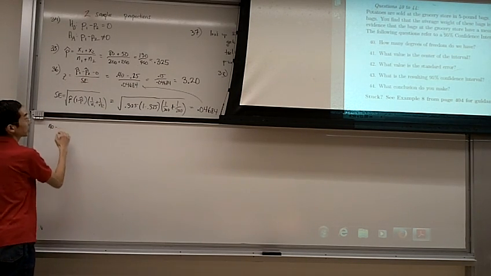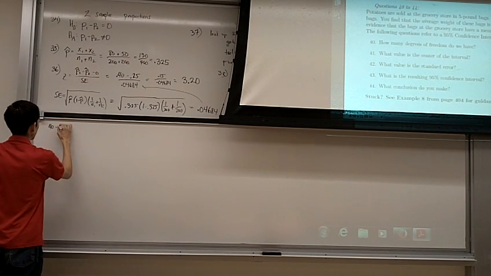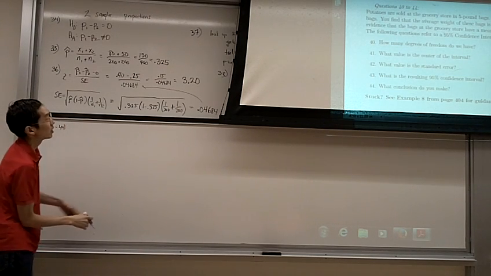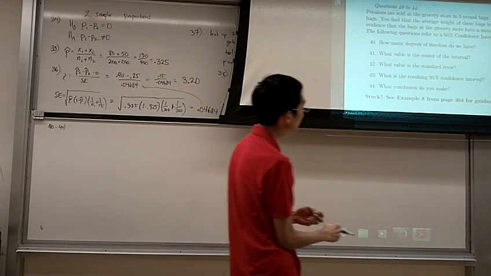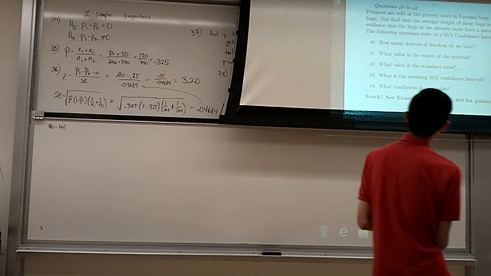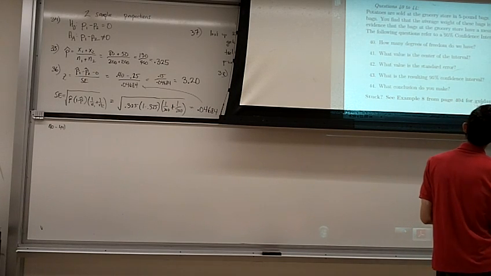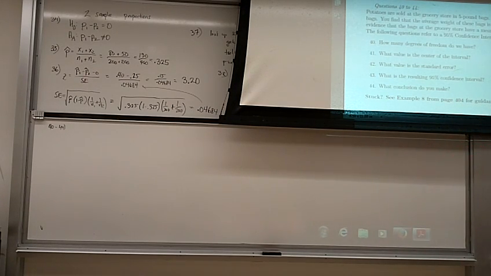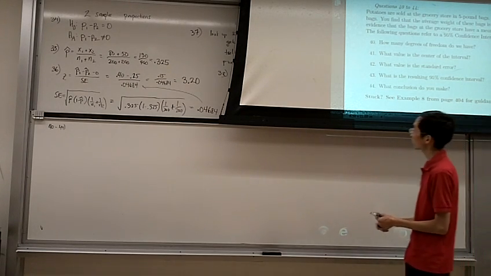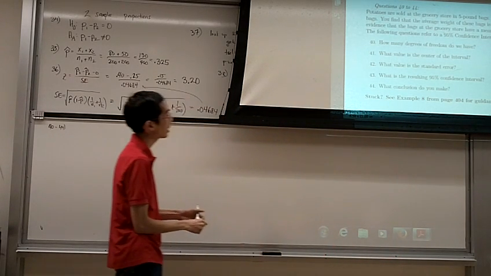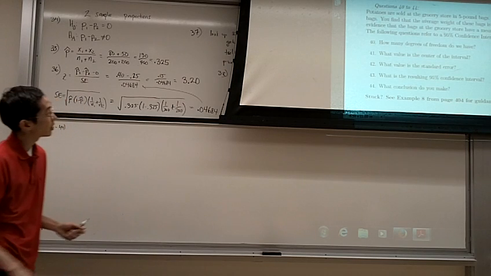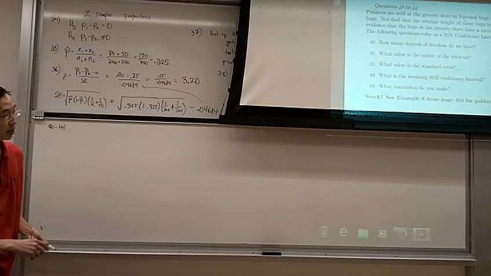Alright, so let's do 40 through 44. It says potatoes are sold at the grocery store in 5-pound bags. You decide to weigh a random selection of 10 different bags. You find that the average weight of these bags is 5.2 pounds. The standard deviation is 0.3. Is this evidence that the bags at the grocery store have a mean weight different from 5 pounds? The following questions refer to a 95% confidence interval.